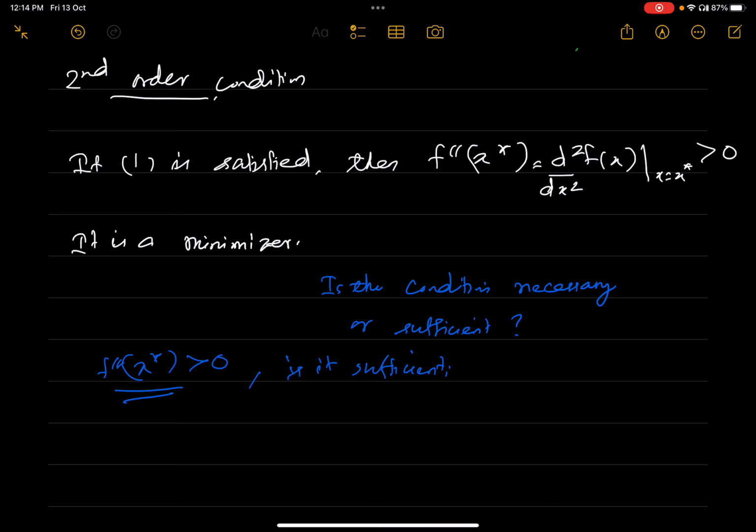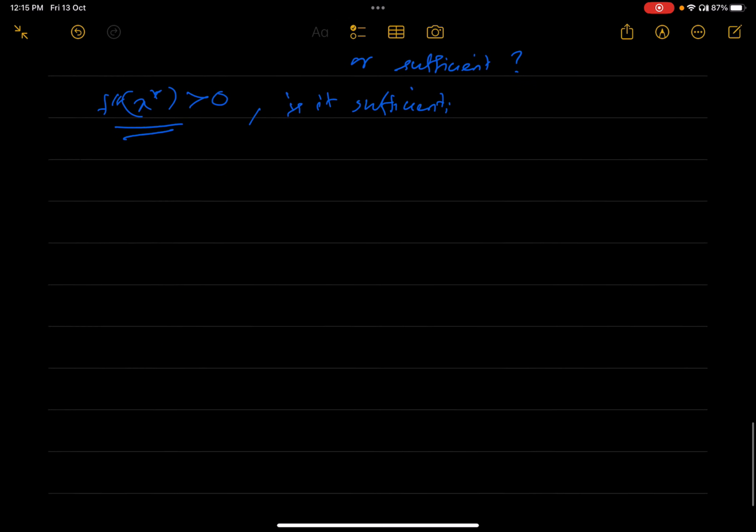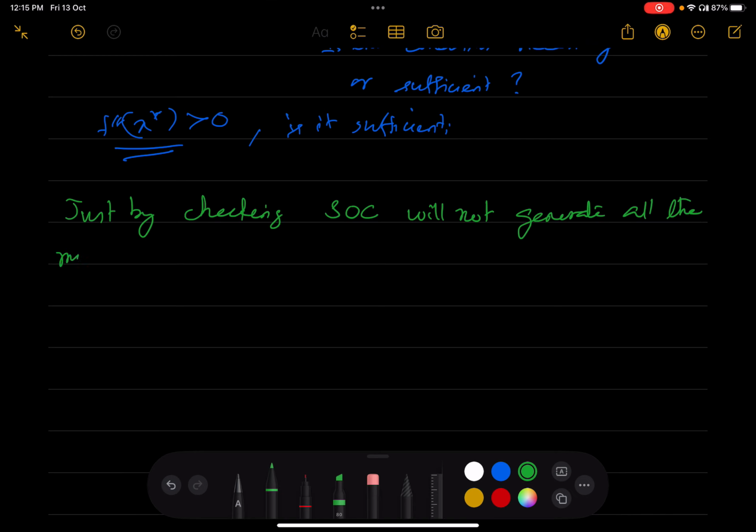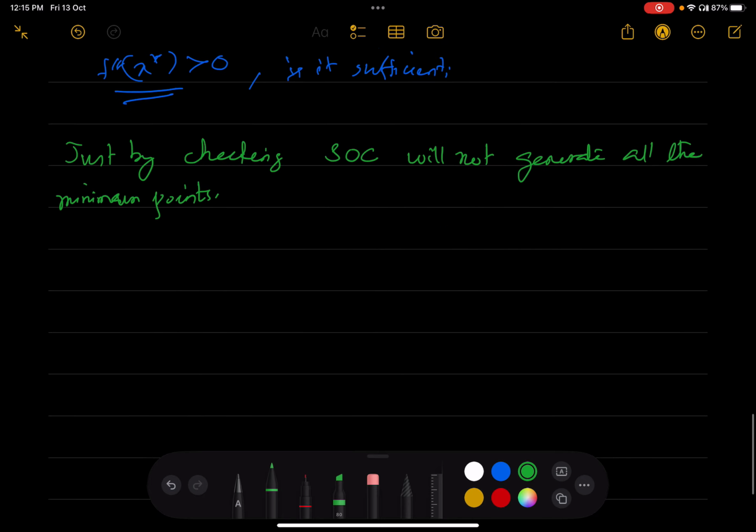But there's one important thing here. The important thing to note here is that just by checking second order conditions will not generate all the minimum points. Minimum points, okay?